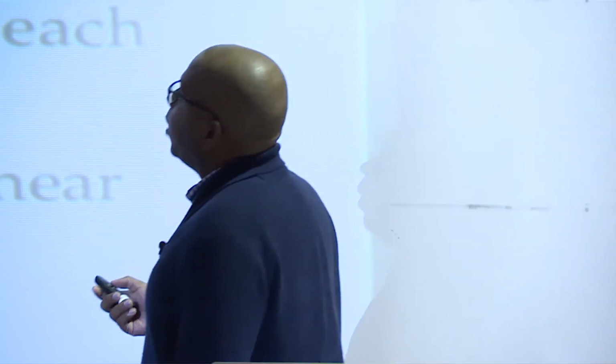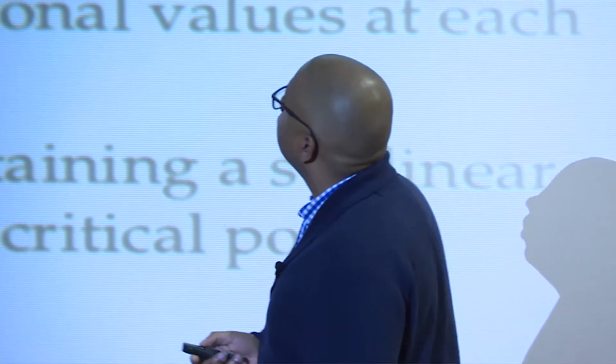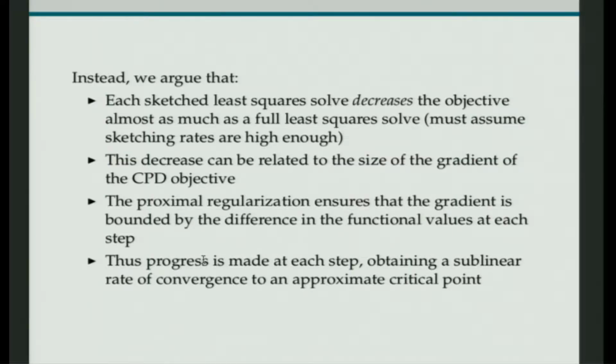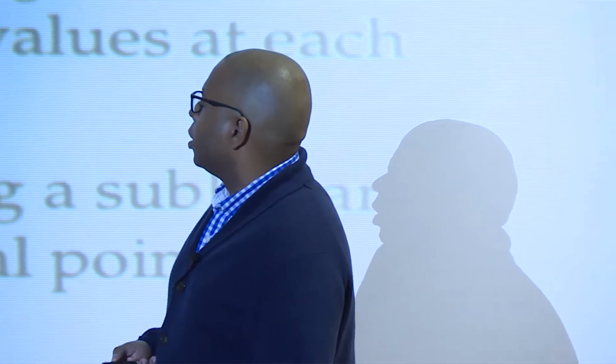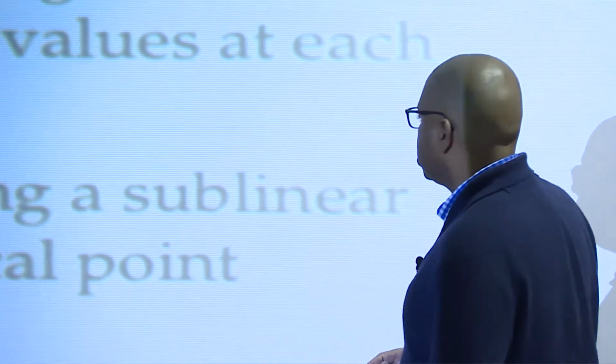Okay, so our method of proving convergence is we argue that each sketched least squares solve actually does decrease the objective almost as much as the full least squares solve. And of course, that's subject to some assumptions on the sketching rate that we'll clarify. And then we show that this decrease can be related to the size of the gradient of the objective. So that gives us a sufficient decrease condition. And then combining that with the proximal regularization allows us to analyze this in the usual way that you do for proximal regularized algorithms. Okay? So in particular, we can show that progress is made at each step, and we get a sublinear rate of convergence to an approximate critical point.